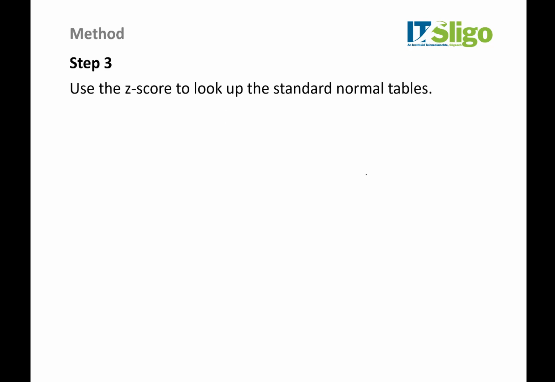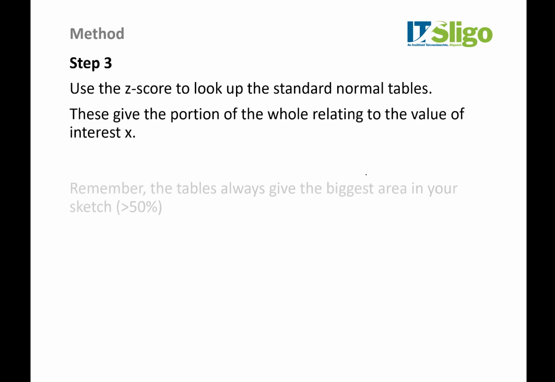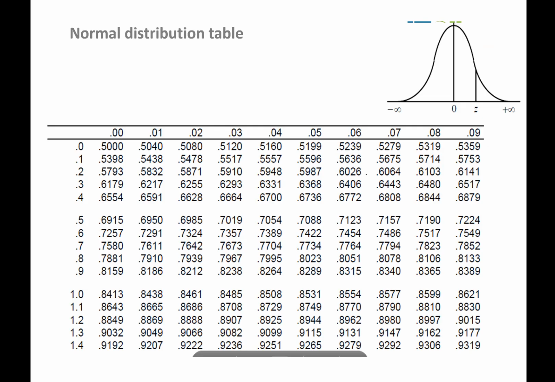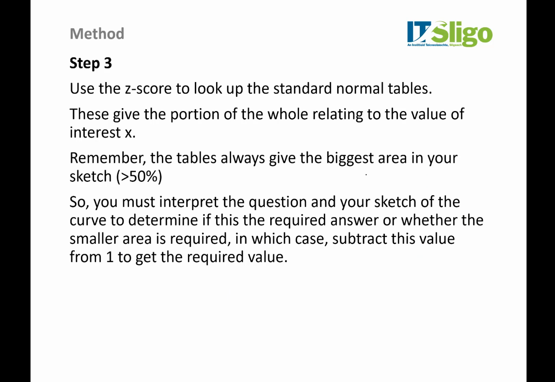Now we go and we look up our tables. So we must interpret the question. The tables aren't going to give you the answer. Your sketch will tell you. So this is what we're looking for, our shaded area. The reason we're interested in that little area is because the question asks how many students scored more than 75. If they asked how many scored less than 75, then we'd be looking for the unshaded area in my little diagram there.